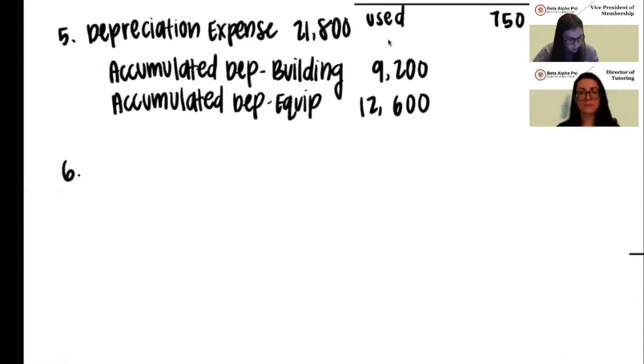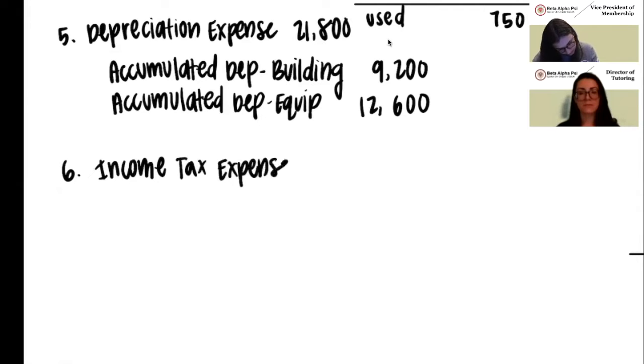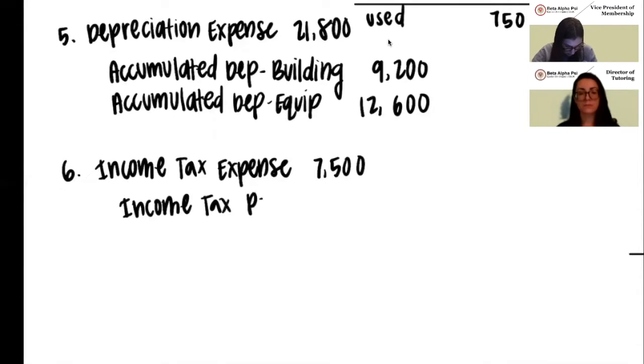So just like number 1, 2, and 3, we're going to debit income tax expense for $7,500, and we're going to credit income tax payable for $7,500.